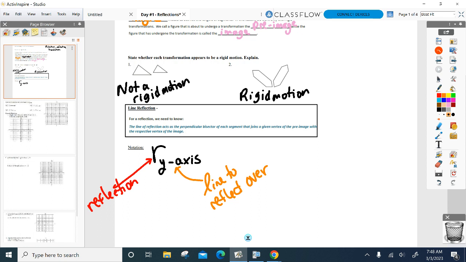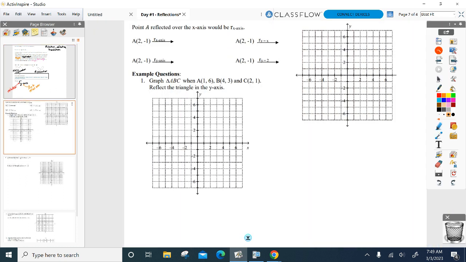And well, this is the topic today. How do I reflect something over a line? Okay, here we go. We're just going to jump right into it. This unit does do a lot of graphing.